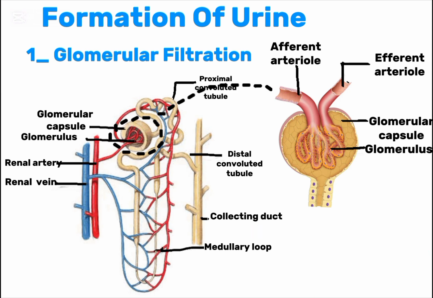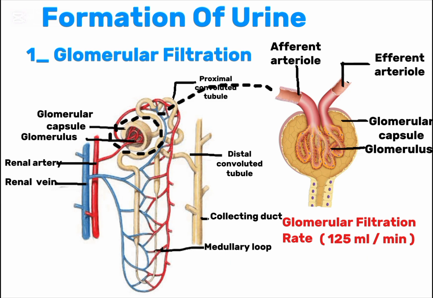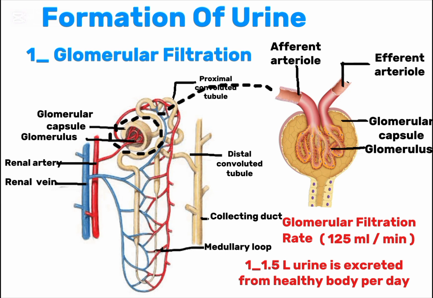The volume of filtrate that is formed by both kidneys each minute is called the glomerular filtration rate. In healthy adults, this glomerular filtration rate is about 125 milliliters per minute. It means 180 liters of filtrate is formed by both kidneys per day. But a major portion of this filtrate is reabsorbed later, which is the next process of urine formation, and only less than 1%, meaning 1 to 1.5 liters of urine, is excreted from the human body.